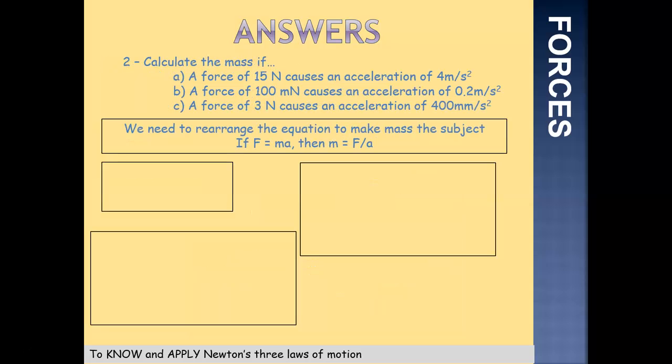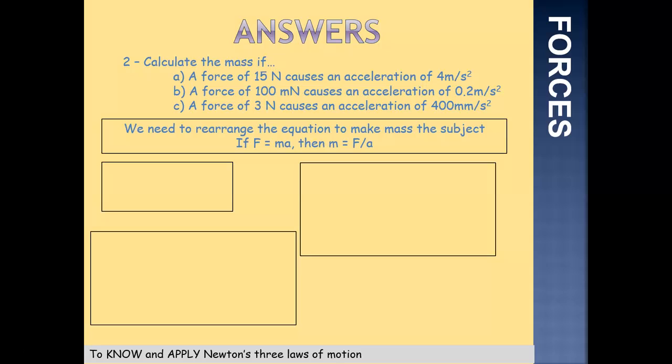Okay, question 2. Calculating the mass this time. So we need to rearrange the equation to make mass the subject. So if force is mass times acceleration, we rearrange it, take the acceleration over to the other side of the equal sign, it becomes divided by. So mass is force divided by acceleration. Now we've got that equation, we can attack these questions.